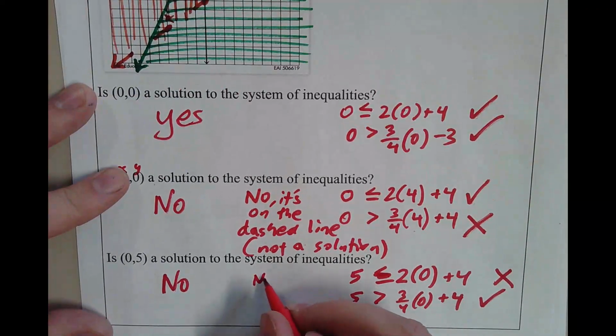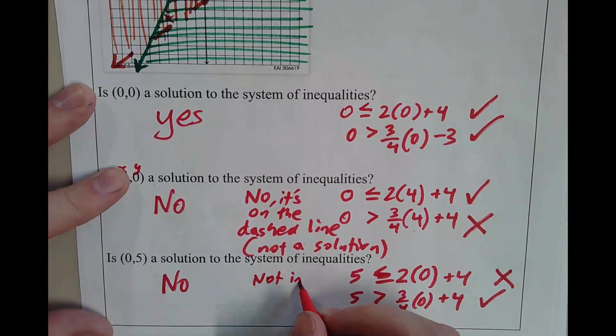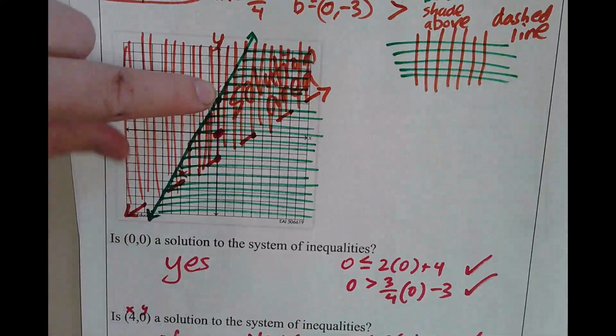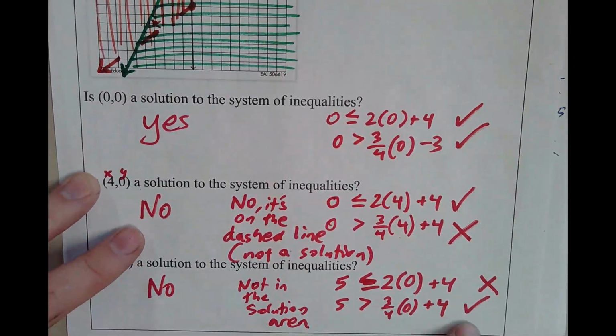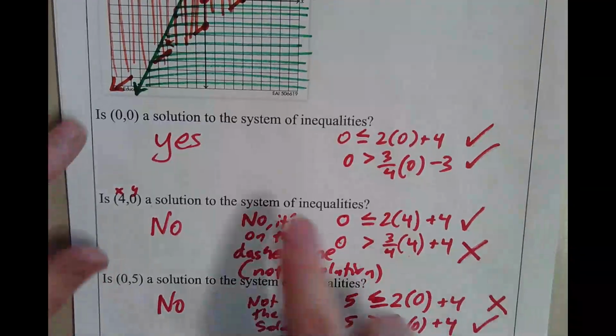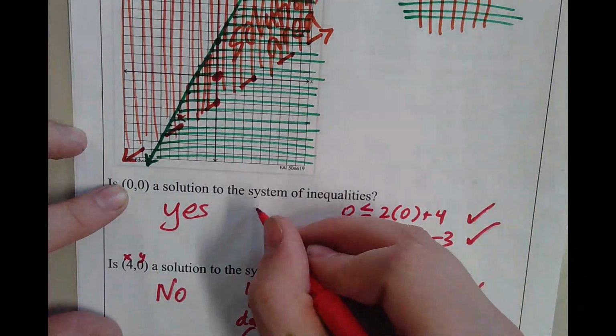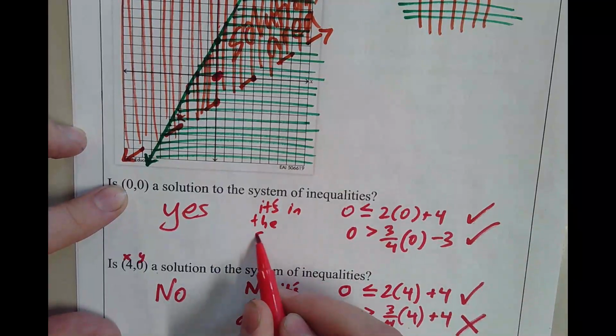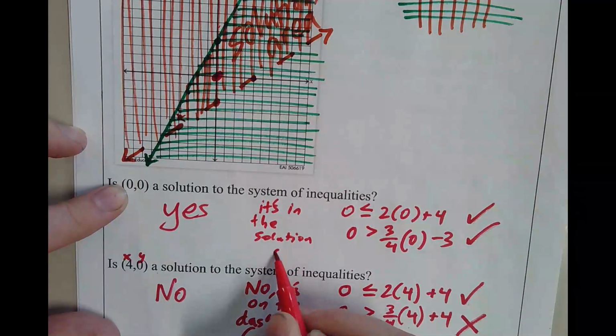You can say no, it's not in the solution area. 0 comma 5 is not in the solution area. It's right above. Alternatively, you can show your work with inequality numbers. Versus 0, 0, you can say yes, it's in the solution area.